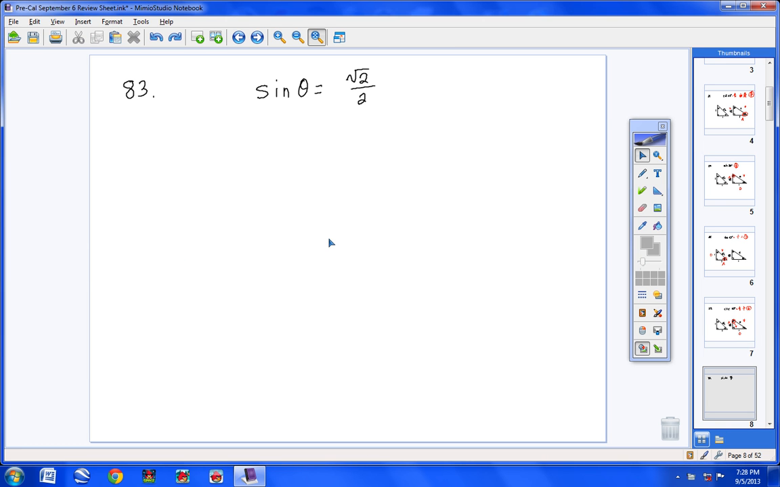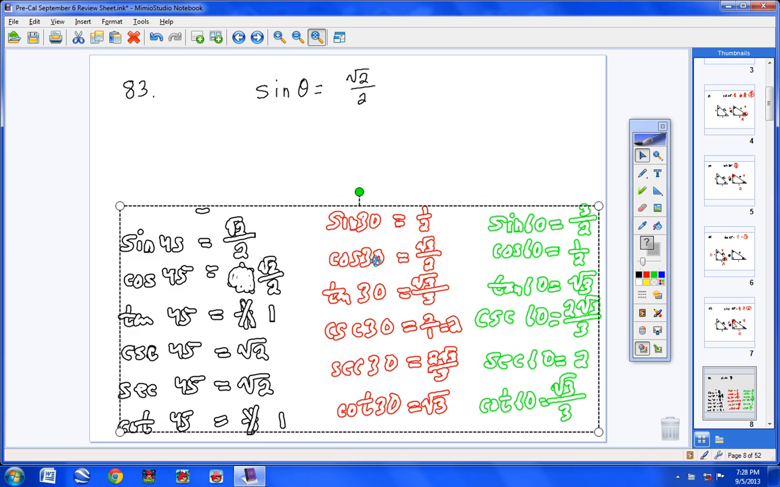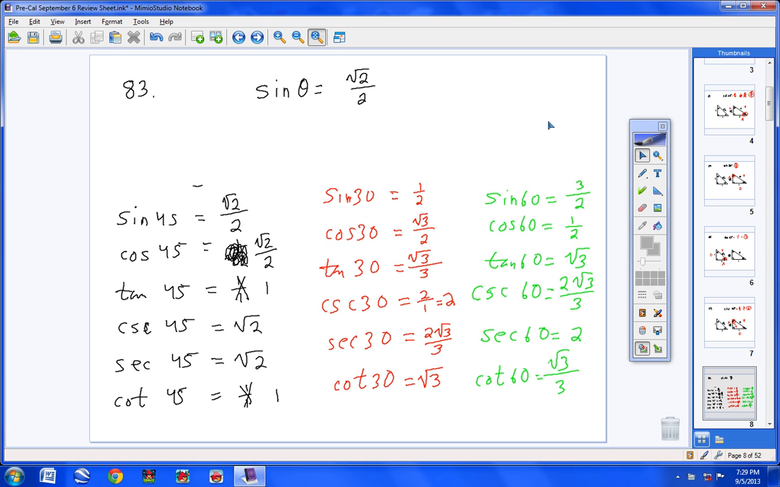And so in order to do that, I'm going to have to go back to some previous notes. You should have this in your notes somewhere. There we go. Remember when we took the special triangles and listed out all of the sine, cosine, tangent, cosecant, secant, and cotangent of 45, 30, and 60. You should hopefully remember that.